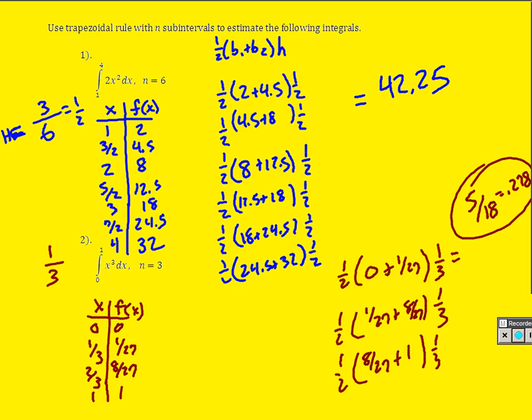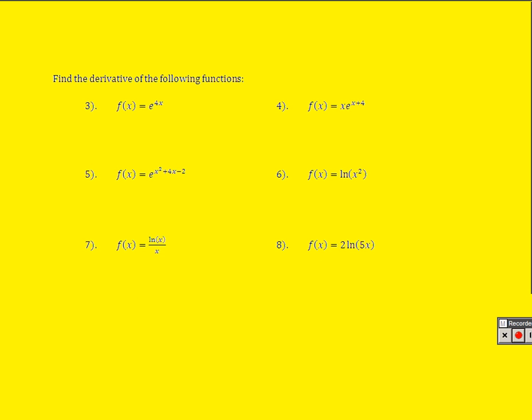Alright, numbers 3 through 8 here are all doing derivatives, so let's see what we can get with these. Remember, the derivative of e to the x is just e to the x. So when I have something other than x up here, first I'm just going to rewrite that part, e to the 4x, times the derivative of the inside, the derivative of 4x, which is just 4. So 4e to the 4x.